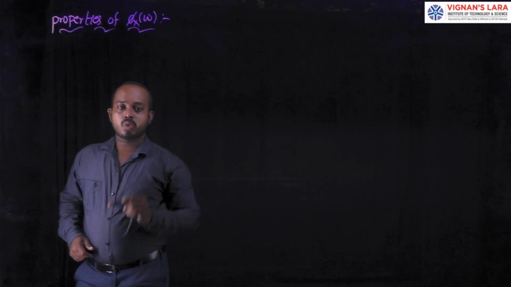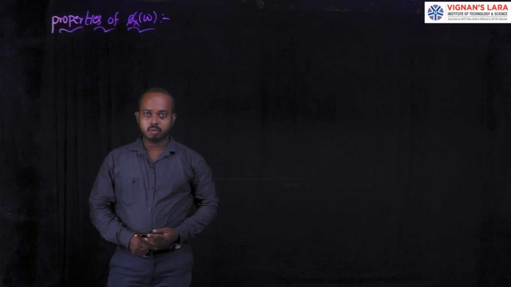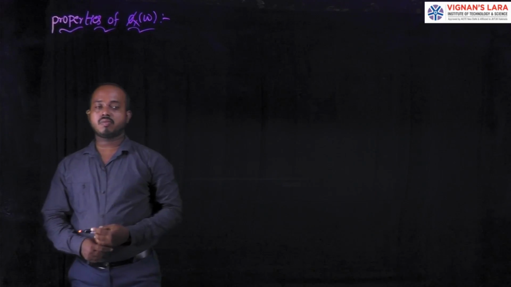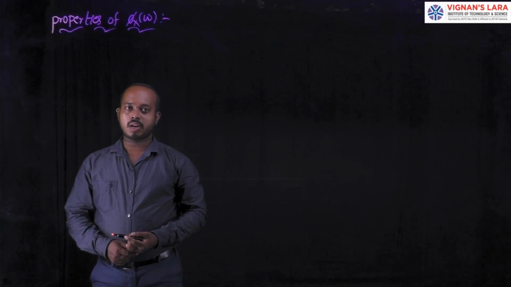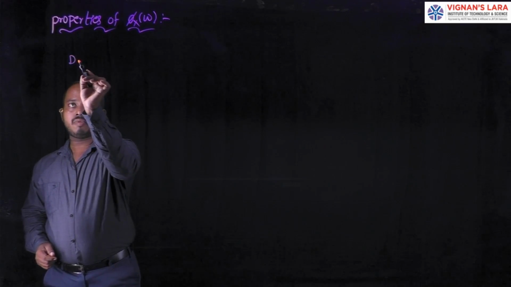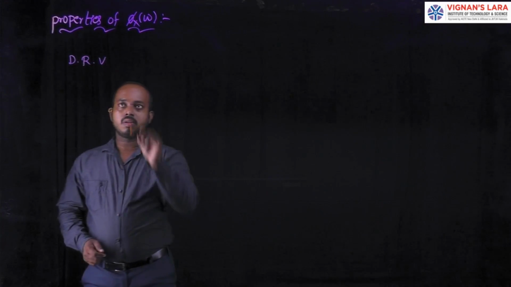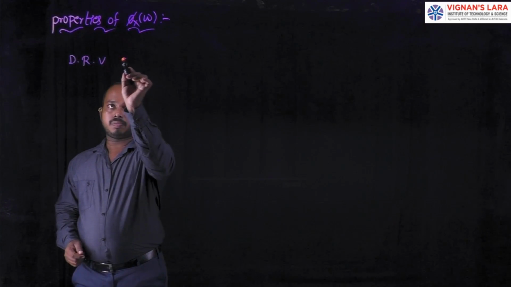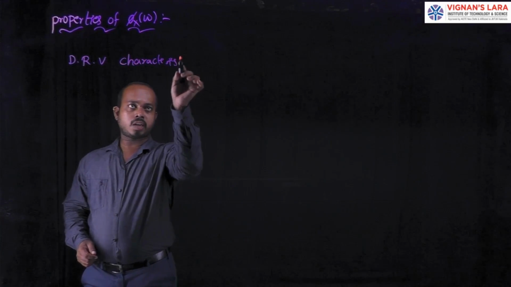What are the properties we are having for this characteristic function? Before going to that, we can represent the characteristic function for a discrete random variable and a continuous random variable. Here I am representing the characteristic function for a discrete random variable.